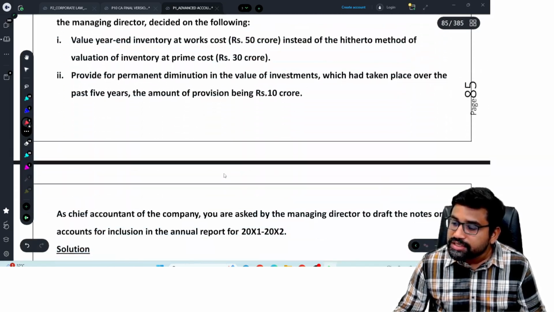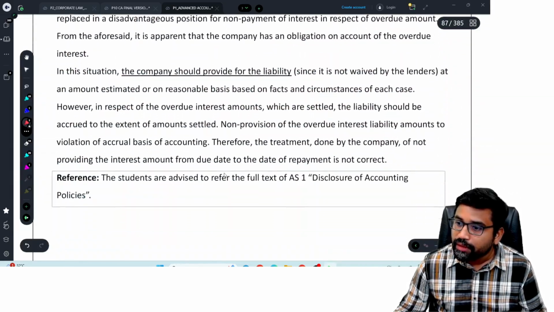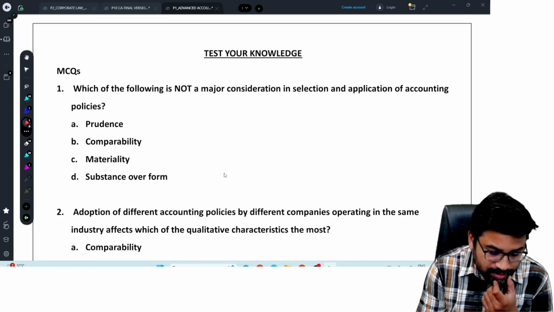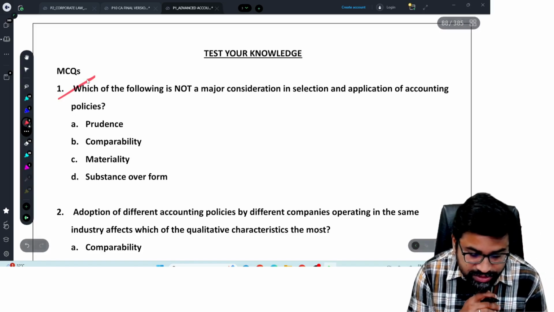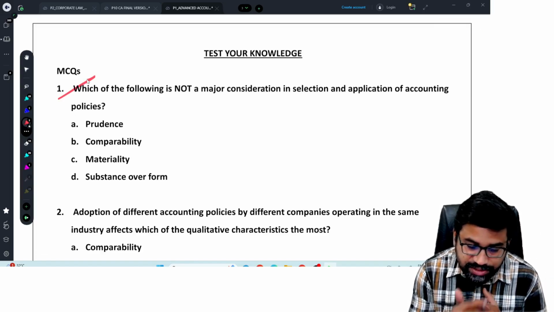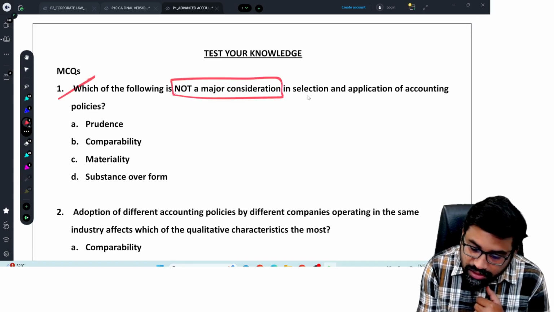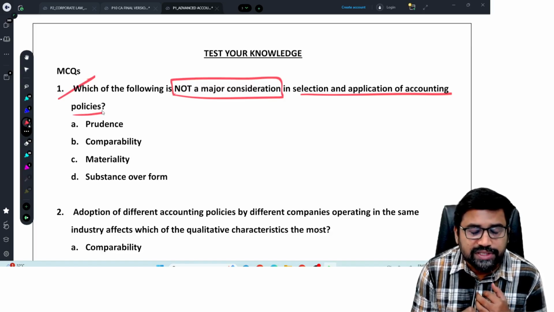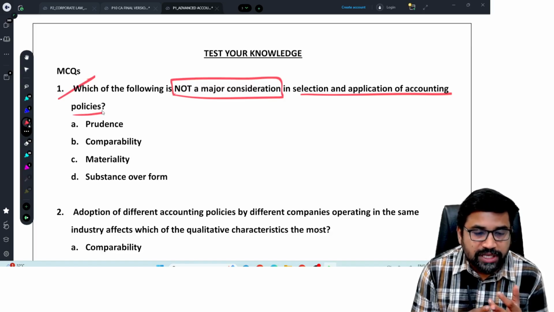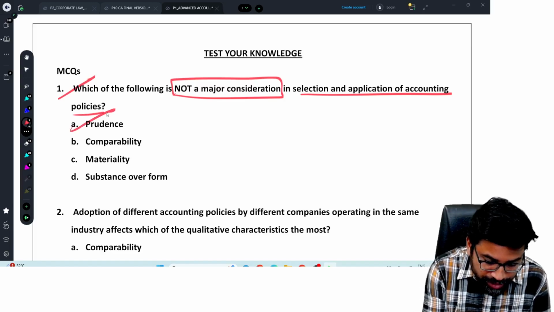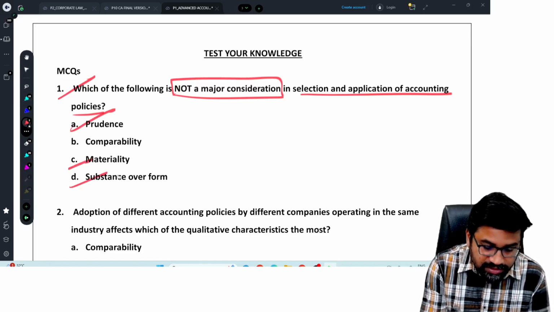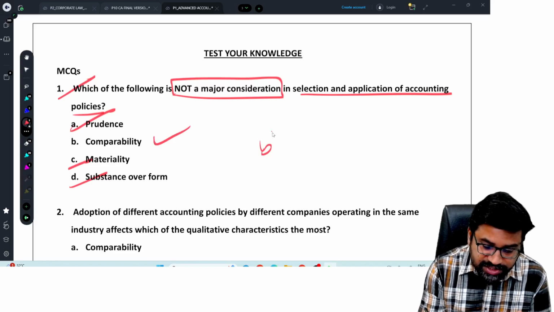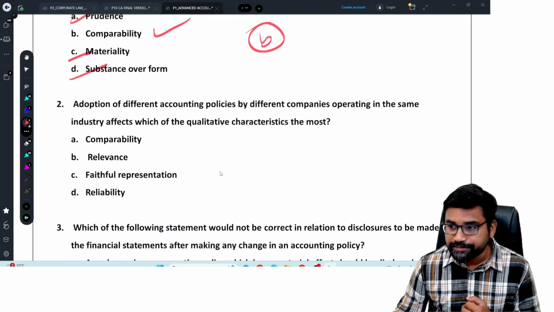Now there are some questions in the study material. Please solve them immediately. Now we will see MCQs from the study material. Which of the following is not a major consideration in selection and application of accounting policies? Tell me, what are the major considerations in selecting an accounting policy? Prudence, substance over form, materiality. These three are major considerations. So which is not a major consideration? Comparability. So the answer is B. B is not a major consideration.